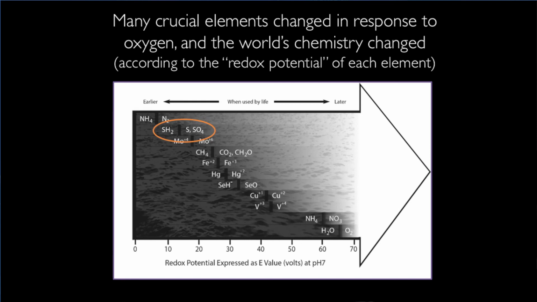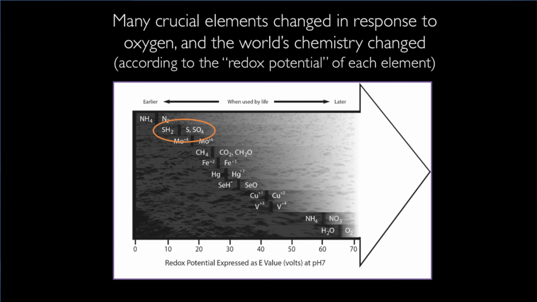So I actually have it circled right here. Sulfur moves from being SH2 to SO4 when you reach this redox potential. And the important thing is, as the Earth filled with oxygen, its redox potential went up. That means that you can look at this and say, oh, early on, the SH2 changed to SO4, and all those poor little microbes lost their SH2 lunch.